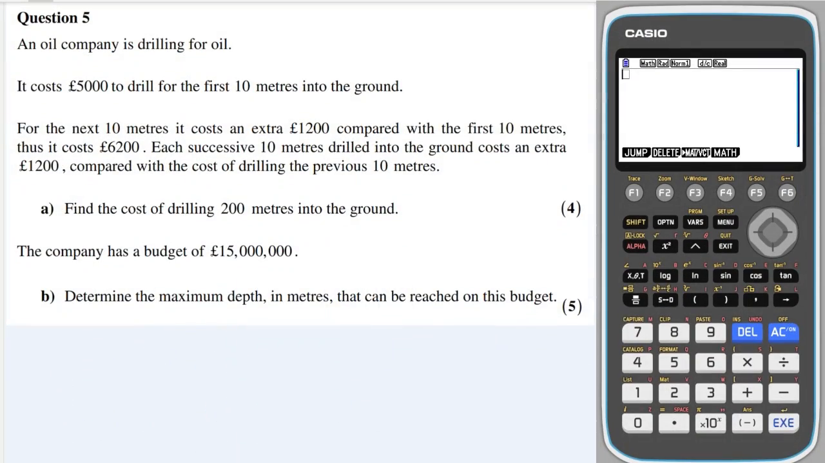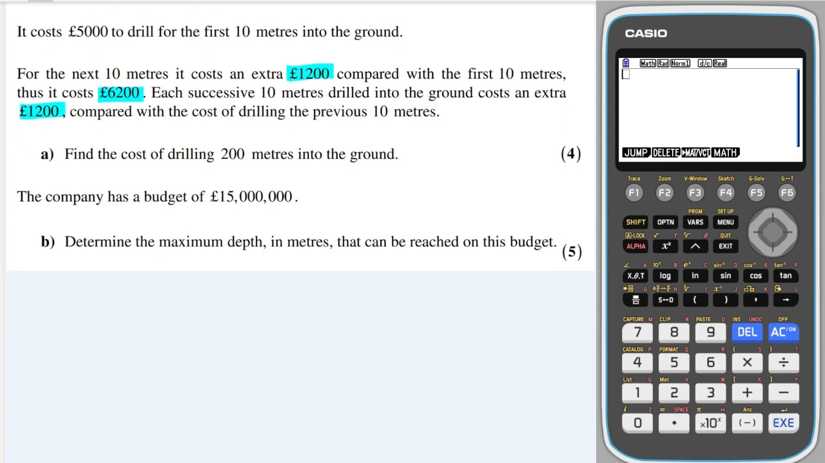Okay, question 5. This is an arithmetic sequence question. It costs 5,000 to drill the first 10 meters into the ground. For the next 10 meters, it costs an extra 1,200 compared to the first 10 meters. Thus, it costs 6,200. Each successive 10 meters drilled into the ground costs an extra 1,200 compared to the cost of drilling the previous 10 meters. Find the cost of drilling 200 meters into the ground.